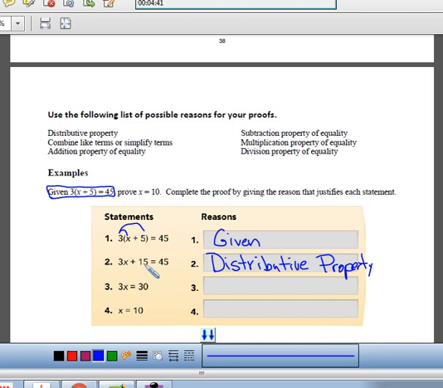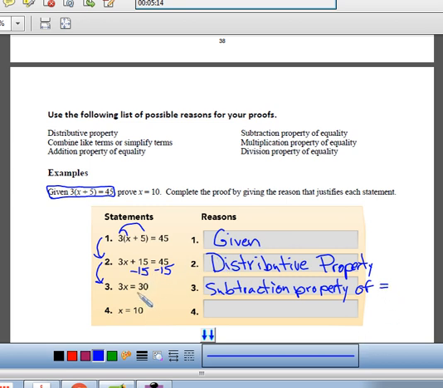Okay, the next one. All right, what do I do from step 2 to get to step 3? Well, it looks like I got rid of the 15. How? By subtracting it. So look up at the possible reasons up here, and one should jump out at you, the subtraction property of equality. And instead of putting equality, you can actually put an equal sign.